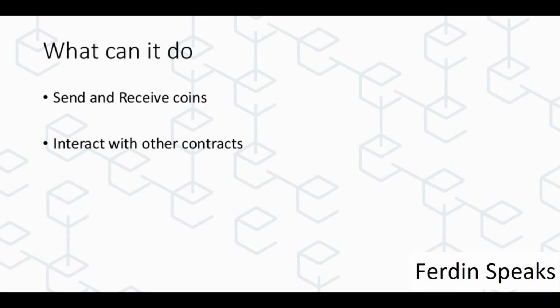And then what can it do? Smart contracts can send and receive coins, and they can interact with other contracts. So in the traditional way, when we send some coins through the blockchain, it is managed with only one transaction. If we need to deal with multiple transactions and we need interoperability, then we can use smart contracts, which interact with other smart contracts as well. So this is a huge difference which smart contracts are really making nowadays.